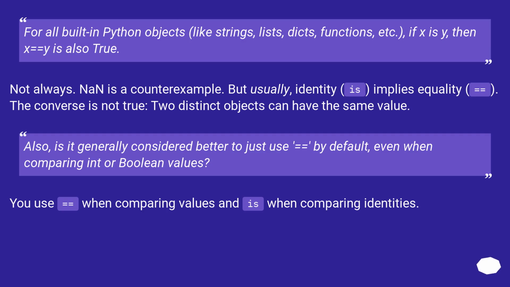For all built-in Python objects, like strings, lists, dicts, functions, etc., if x is y, then x equals y is also true. Not always. NaN is a counterexample. But usually, identity, is, implies equality, equals equals. The converse is not true, two distinct objects can have the same value.